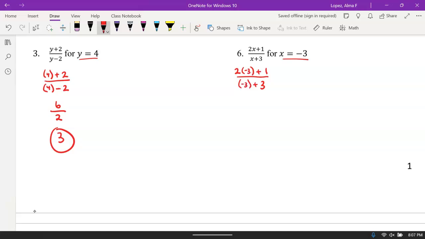See, you don't lose signs this way because the parentheses are holding them in. Now let's do order of operations on the top. When I do it on the top, I'm going to have to do the multiplication first. So I get 2 times negative 3 is negative 6 plus 1. Here, negative 3 plus 3 is 0. I don't even really need to finish it, but I'm going to. Negative 6 plus 1 is negative 5 divided by 0. When the 0 is underneath, guys, it's undefined.